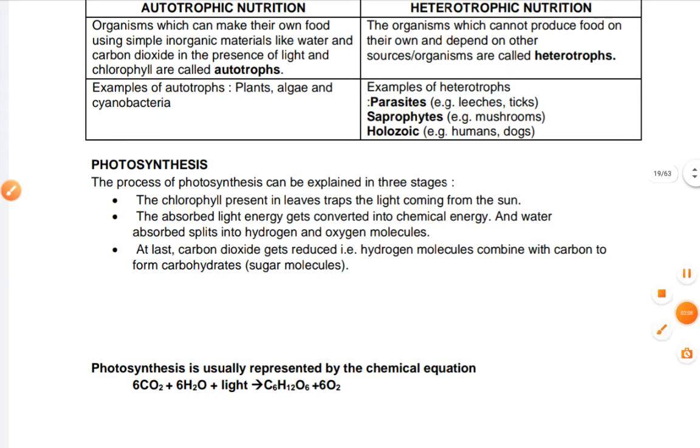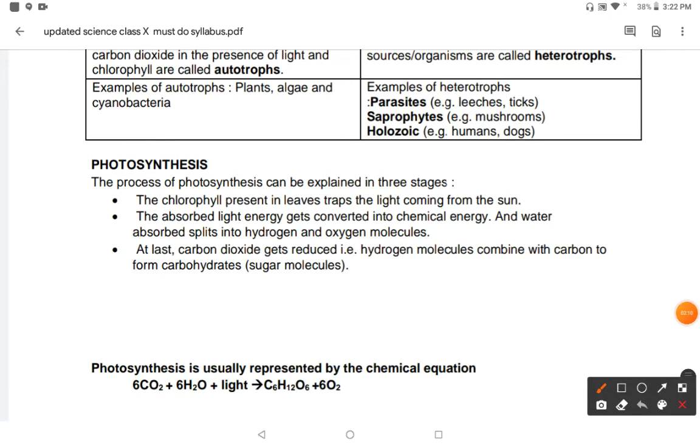Now what is photosynthesis and which factors affect photosynthesis? It can be explained in three stages. The first stage is that chlorophyll present in the leaves traps the light coming from the sun. So what is the function of the leaf? The function of the leaf, or the chlorophyll in the leaf, is to trap the sunlight so that the photosynthesis process can occur.